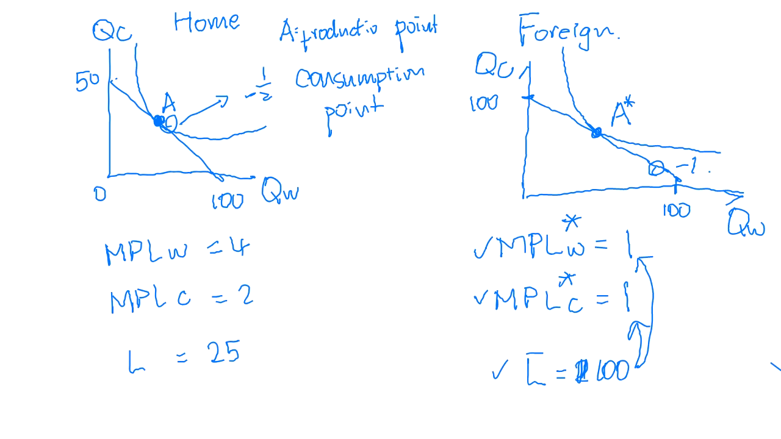Okay, so think about that. What is the relative price of wheat in the home country? We know that because the home country is a perfectly competitive market in both goods, the relative price of the two goods is equal to the marginal productivity of the two goods. But remember, it's a reciprocal, right? And this is based on this.